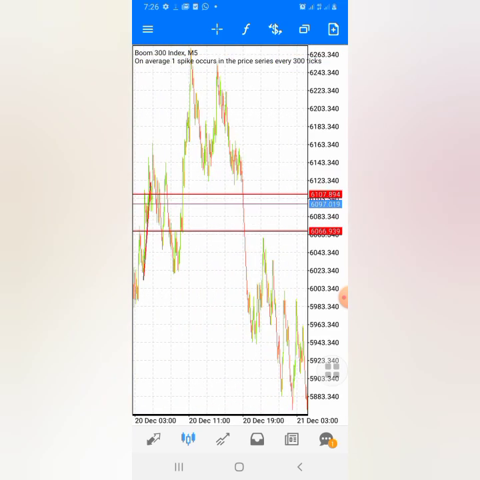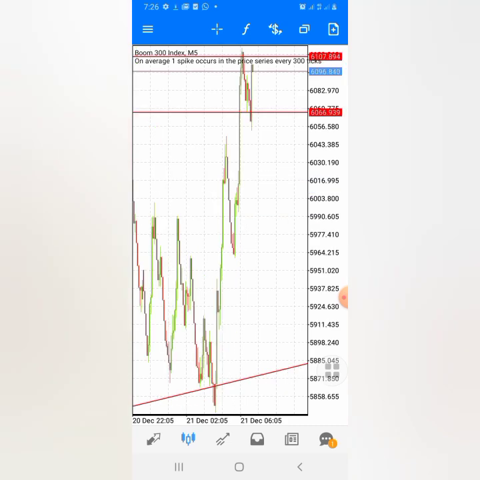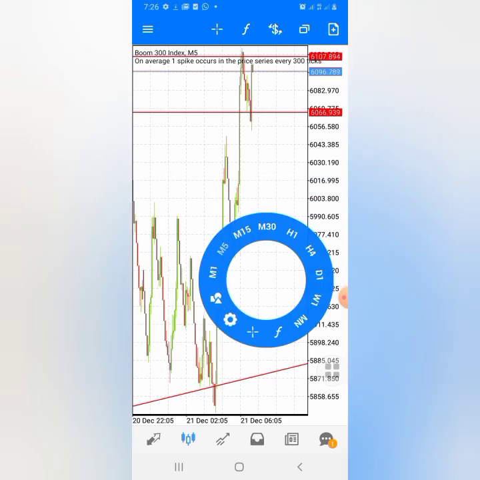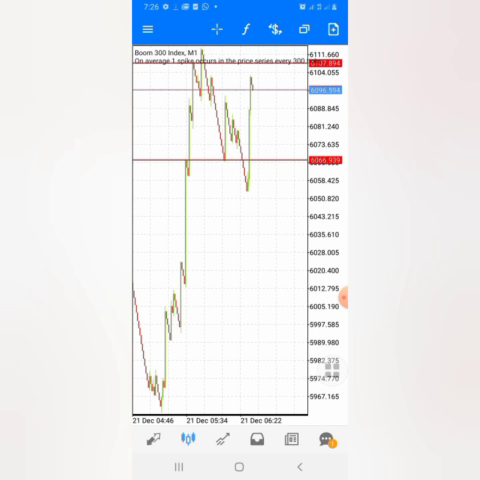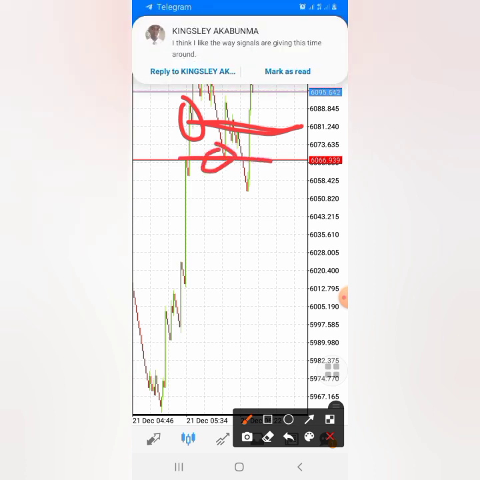Now if I take entry here, what is my TP? I can go down to M1 to see my TP. If I go down to M1, I can see TP levels I can take here. I can use this as my first TP level. Sorry, I'll just drag a line to this point and check the price. That is the first TP. The next TP should be this one too, this other level here.